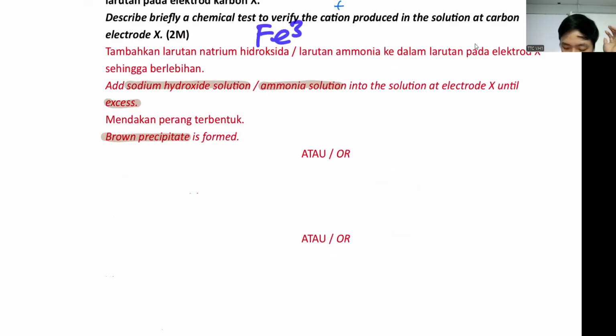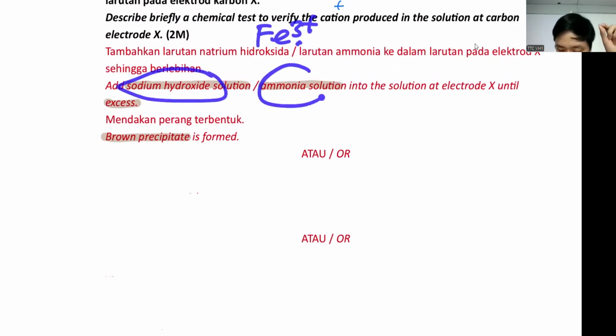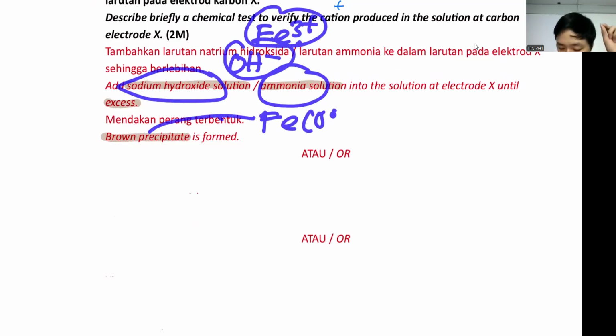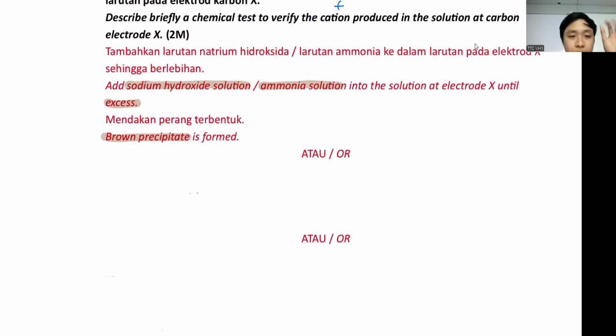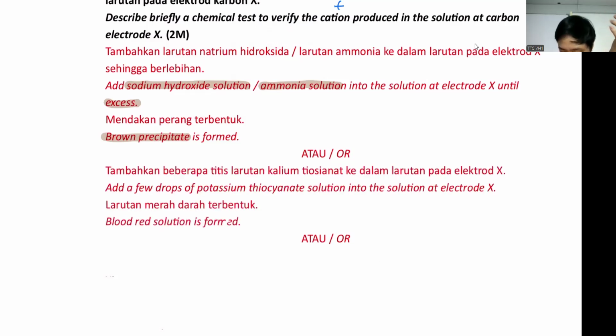How do we confirm the presence of Fe3 plus? Because these two are alkaline. Alkaline contains hydroxide ion. So when these two react together, you will get the brown precipitate because you got iron 3 hydroxide. Okay, this is number one. You can also add potassium thiocyanate solution, which you will get blood red solution formed. This one you add a few drops.